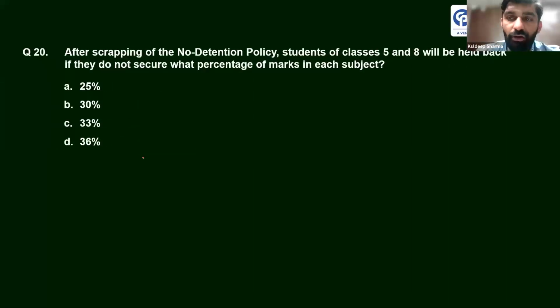Now let's come to the last question, a very interesting question. After the scrapping of the no-detention policy, students of classes 5 and 8 will be held back if they do not secure what percentage of marks in each subject. A very easy question. You just have to tell me what is the minimum percentage of marks one should get if he does not want to repeat his class, if he wants to move to the next class. Four options: 25%, 30%, 33%, 36%.